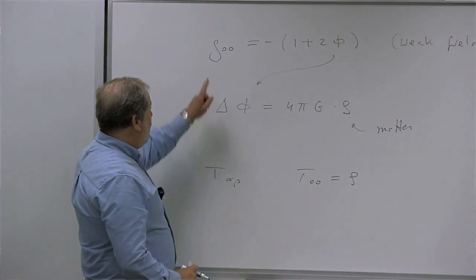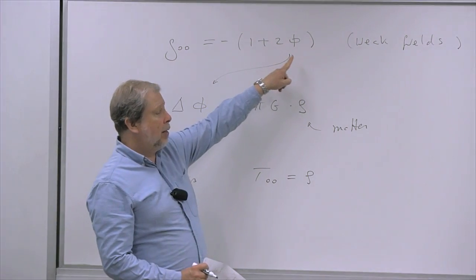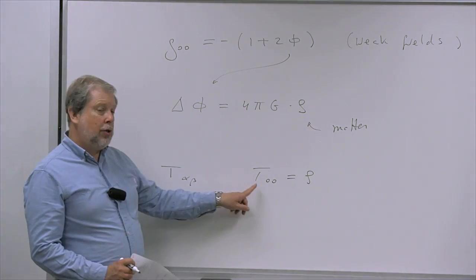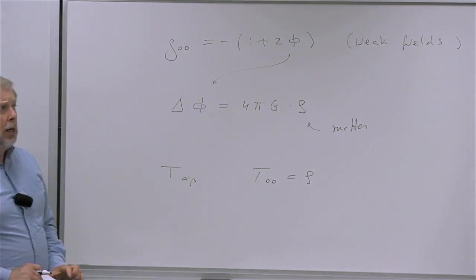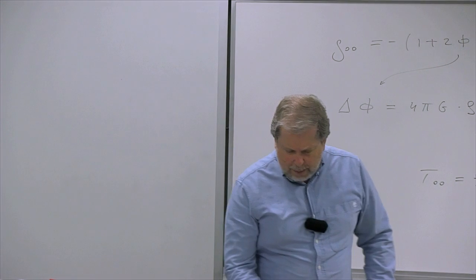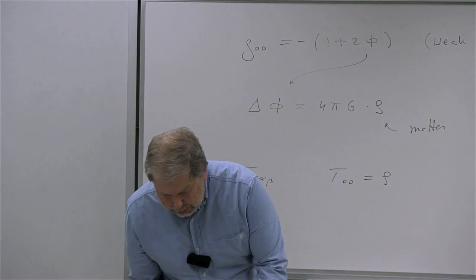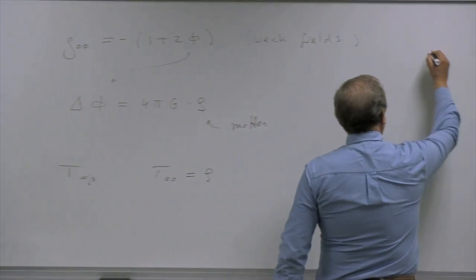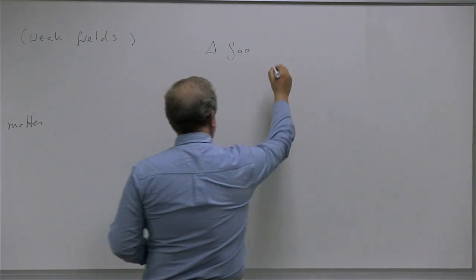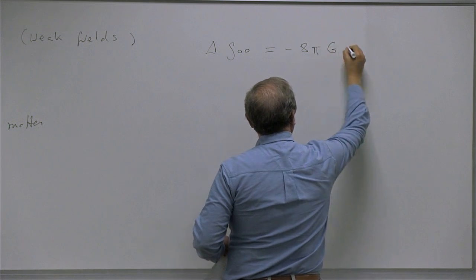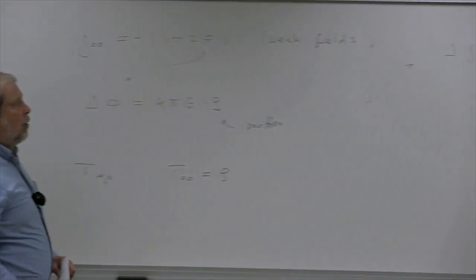So we have a relationship on the one hand between at least one component of the gravitational field in the relativistic theory and the Newtonian field. And on the other hand, we have a relationship with another tensor, the energy momentum tensor, where one component is the rho. So that means that we can, first of all, rewrite what we have learned so far in a form that involves just the 00 components. We can write that the Laplacian of g00 is equal to minus 8 pi G times the T00. That follows from the things we have learned so far.